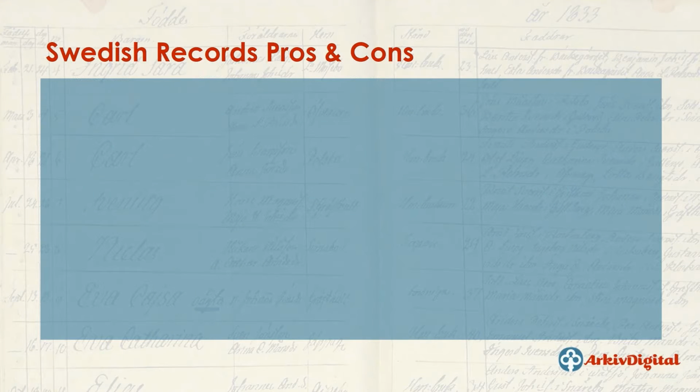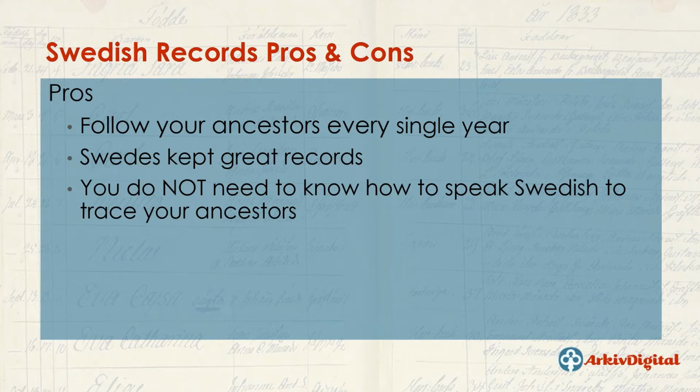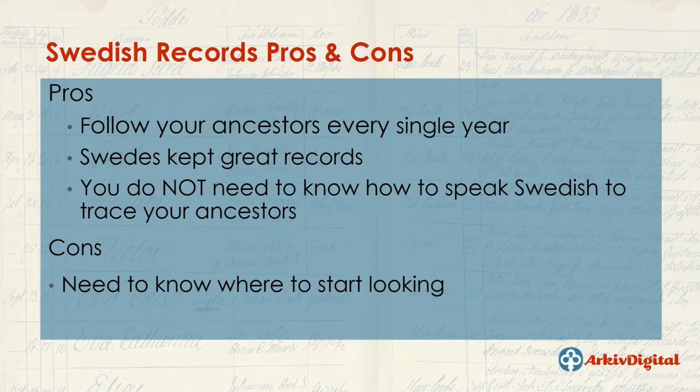There are pros and cons to the Swedish records. Some of the pros are you can follow your ancestors every single year within reason. You will hit brick walls with certain people, but you can follow them every single year from birth to death and birth to emigration. The Swedes kept great records, and the main thing is you do not need to know how to speak Swedish to trace your ancestors, which was one of the reasons why it took me so long to get into ArkivDigital. The only con is you need to know where to start looking.